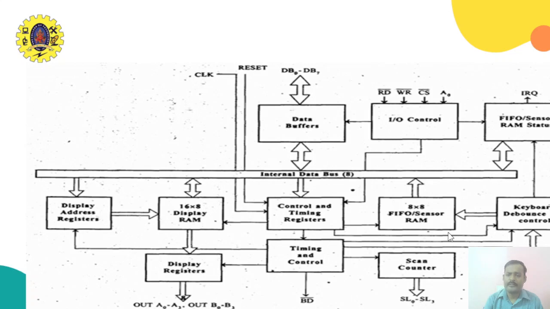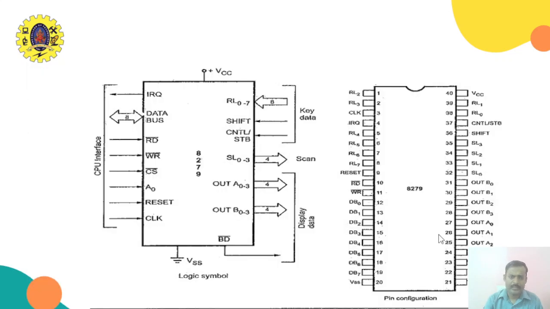So we have different modes of operation. Look at this. This is the 8279 pin diagram. Read and write control signals, chip select, A0, reset, clock, the data bus and interrupt request. This is the keyboard section, this is the display section, and this is the scan section. Key data, that is the return lines and shift, control, stop. On the display RAM side, we have the outputs A0 to A3 and then outputs B0 to B3. Here are the scan lines, SL0 to SL3.